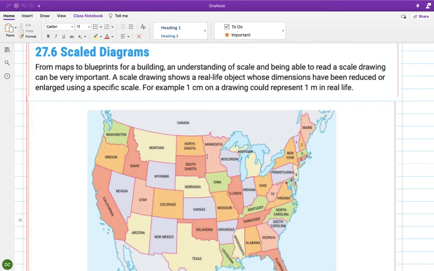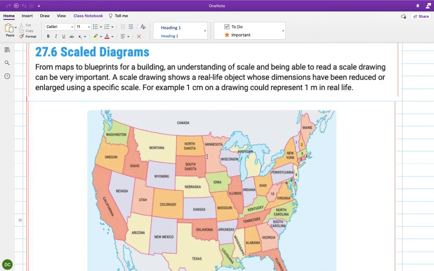He scales it down so that it fits reasonably on a piece of paper. When we draw a map of Dublin, a map of Ireland, a map of the world, we don't draw it to scale because that would be ridiculous. We scale it down so that it fits into a map.